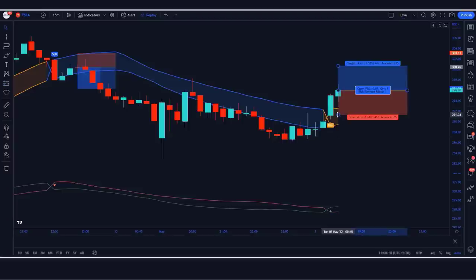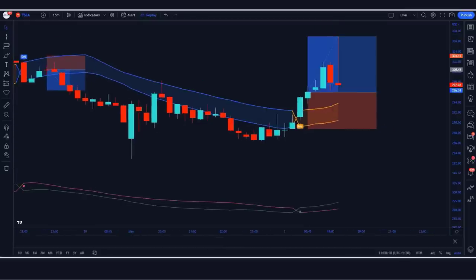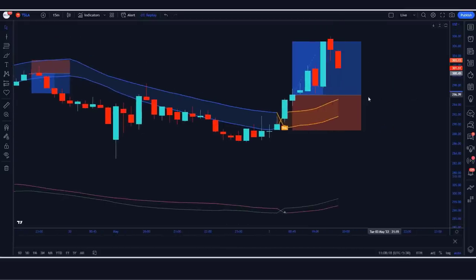Our stop loss is to be placed at the low of the previous candle of the signal candle. And the risk to reward ratio will be 1:1.5. Let's see what happens to our trade. We have won the trade. Let's find the next trade.